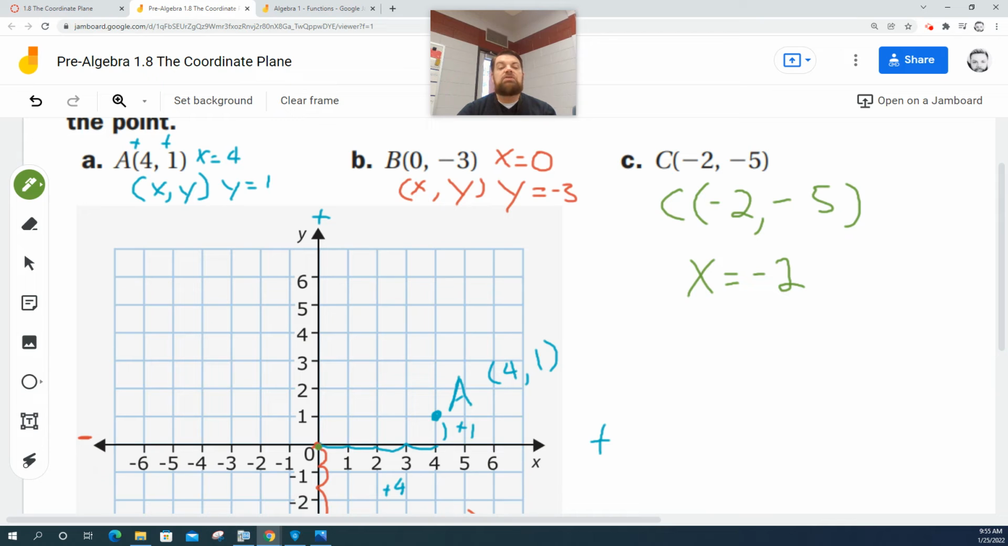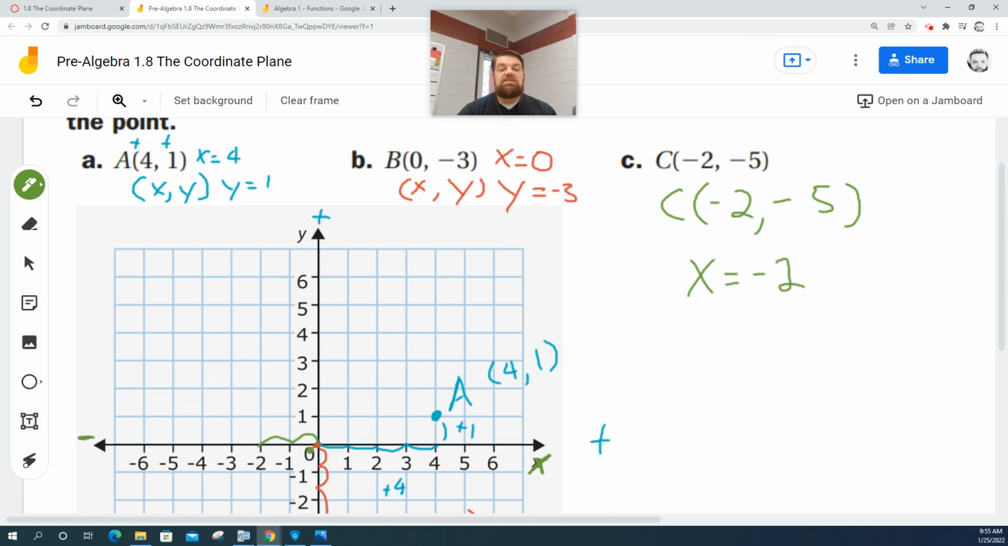Now, if X equals negative 2, what does that mean? What does this negative 2 for X tell me to do? Go left. How many spaces? 2. So I'm going to go 1, 2 spaces in the negative X direction. Here's the X axis. Left or right is the X axis. So I'm going to go 2 spaces to the left from the origin.